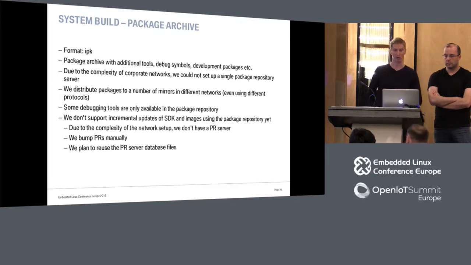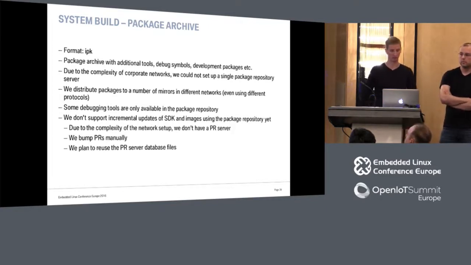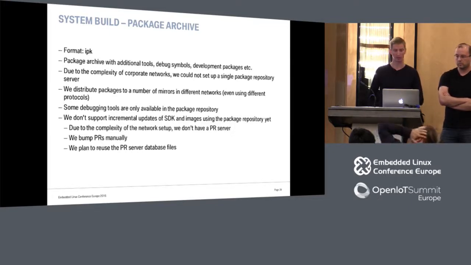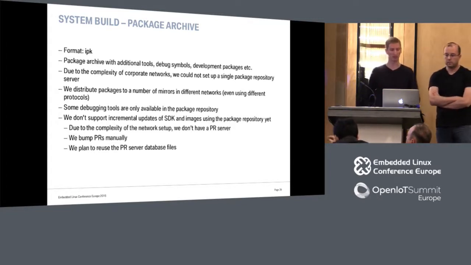Some debug tools are only available in the package repository, for example GPL v3 ones, which we can't distribute in the images. We don't at the moment support any incremental updates to the SDK or images because we can't provide a single package repo or package stream. And we unfortunately don't run a PR server at the moment, so we don't bump the version numbers of the binary packages automatically. We are planning to deploy that, but so far it hasn't been a huge issue for us.